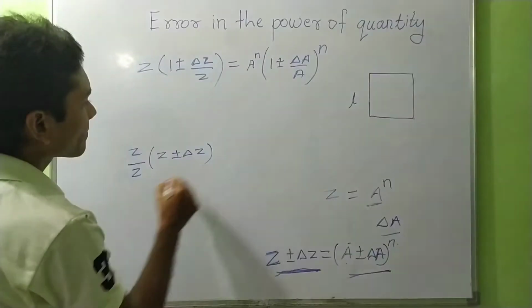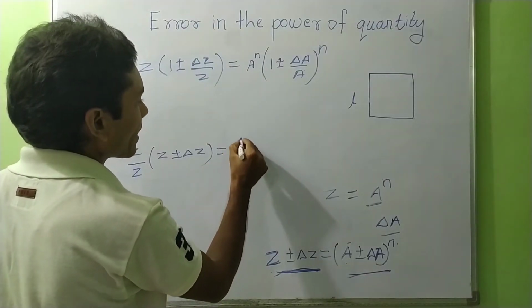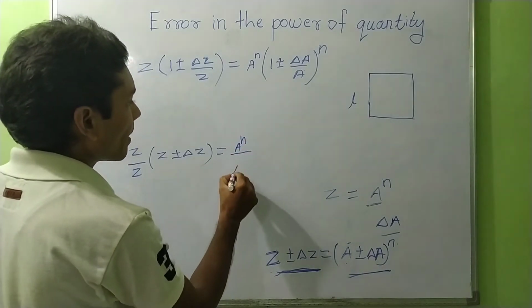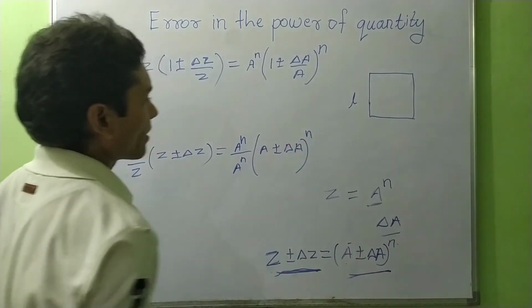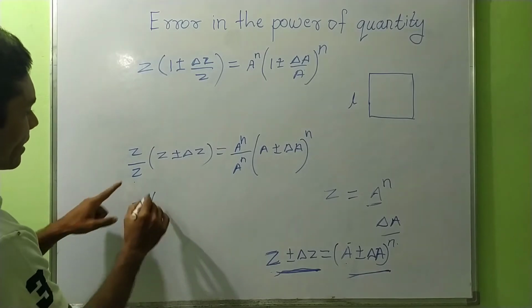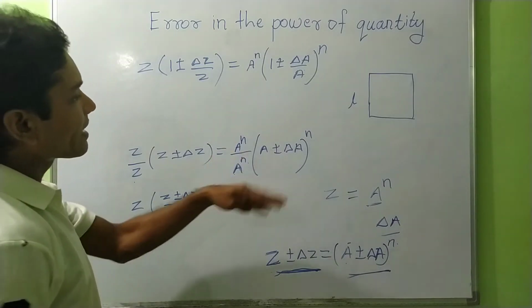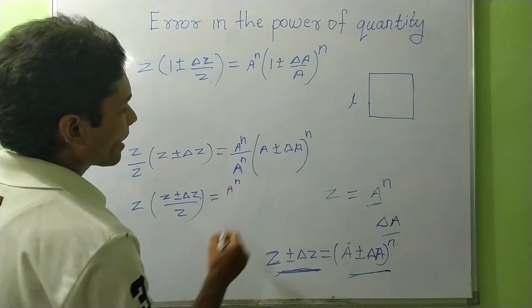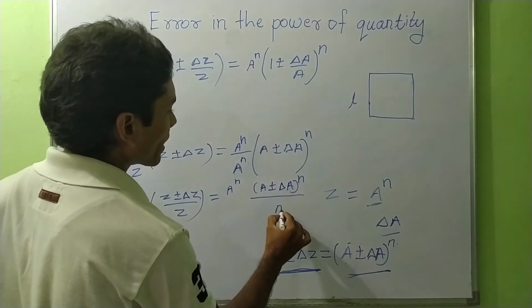Multiply by Z and divide by Z, then it will become Z times the bracket of 1 plus minus del Z upon Z. On the right-hand side, multiply by A to the power N and divide by A to the power N, giving A to the power N times the bracket of A plus minus del A, whole power N, upon A to the power N.